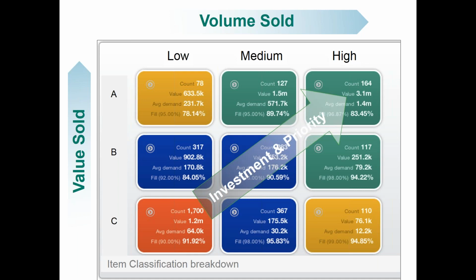So those items in the upper right, those green boxes, those are your bread and butter items. Those are the items that contribute the most to your business, and you certainly want to set more aggressive replenishment policies, and you want to be alerted if something happens to those items. But it starts by identifying those items.